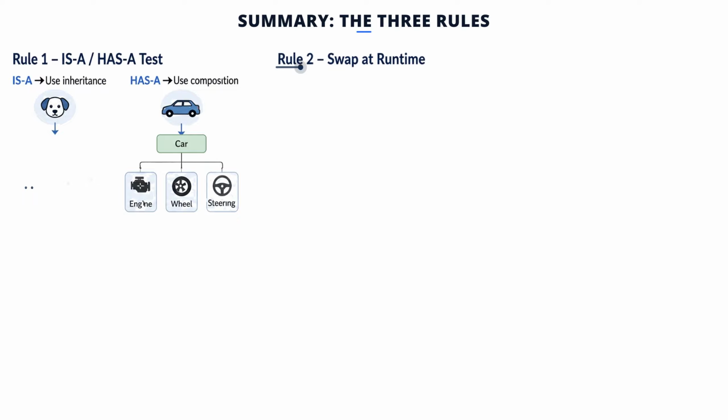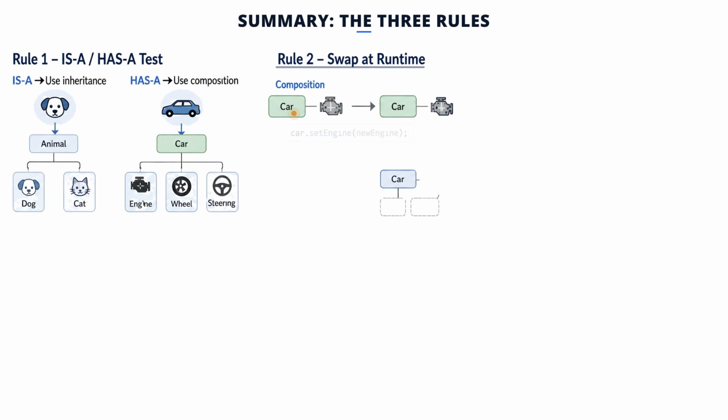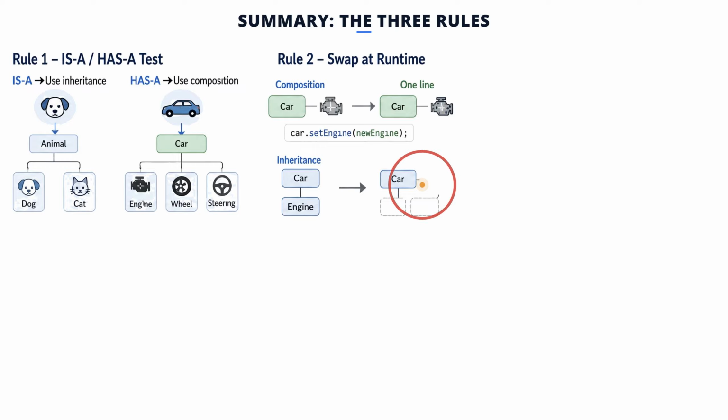Our second rule is about swapping at runtime. Look at what happens with composition. If you need a different engine while the program is running, it takes just one simple line of code to swap it out dynamically. On the flip side, modifying a deep inheritance tree often creates a ripple effect, where changing one parent class forces you to rewrite or fix large chunks of the rest of the system.